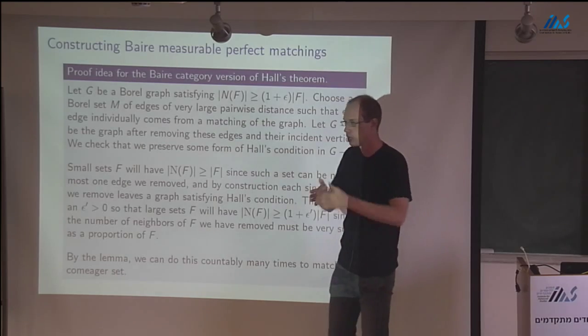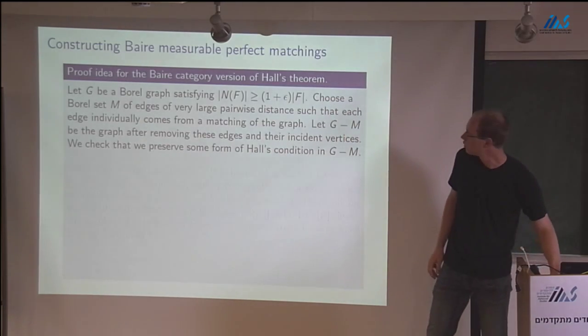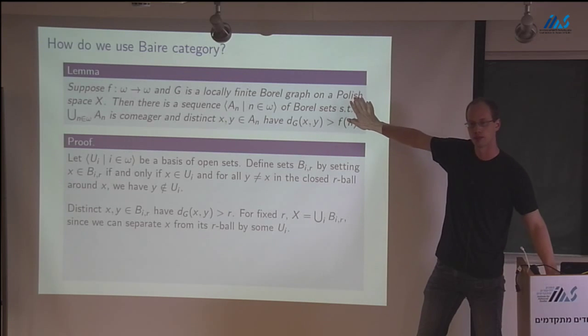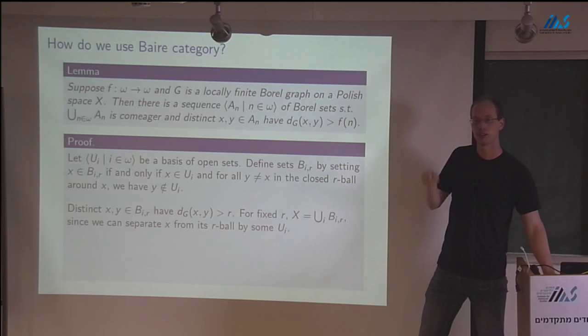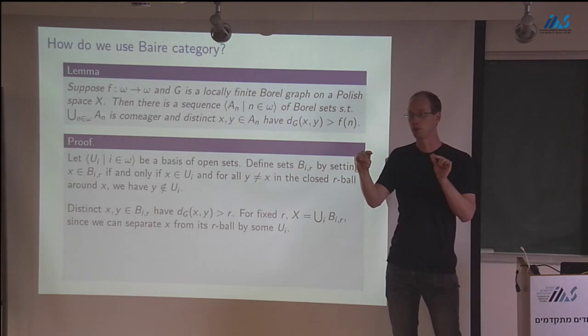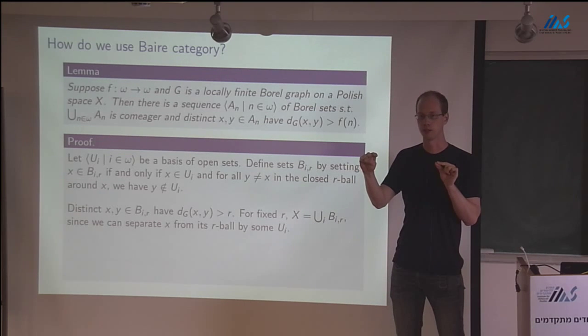No. The point is you have this sparse set of vertices. I mean, this is getting more into the details. The sparse set of vertices A sub n coming from the lemma. For each vertex, you associate to it the set of vertices so that if it was matched to them, that matching could be extended to satisfy Hall's condition. You need to check that that is Borel. It's Borel because of Hall's theorem.